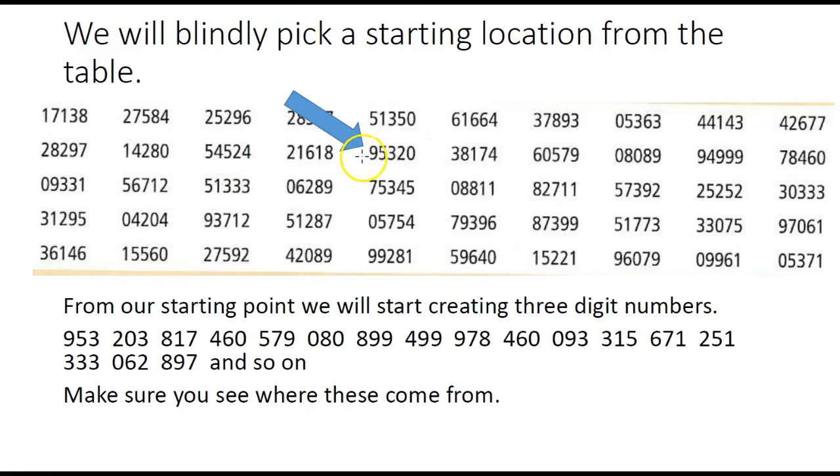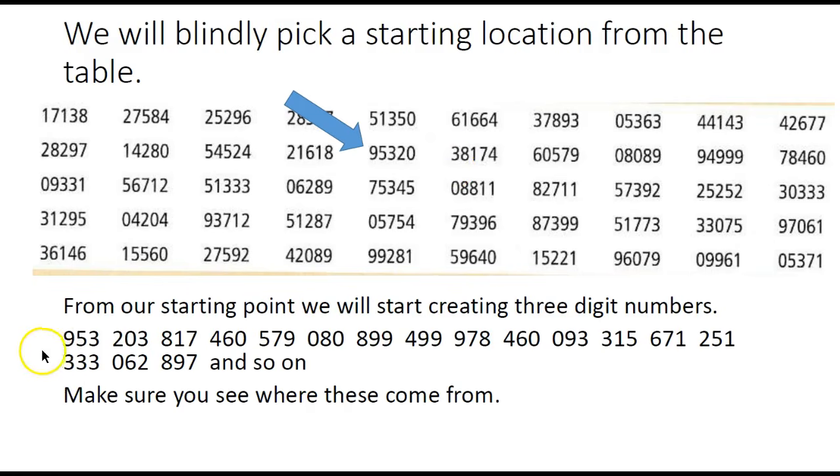First we pick a random starting point in the table. Then we create 3-digit numbers following the table. Go straight across the table and find the next row. I start with 953, then 203. Write down every 3-digit number as you go.